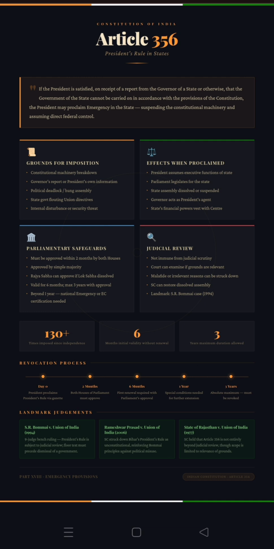So under the 44th Amendment Act of 1978, to extend the President's rule in a state beyond a year, it needs to satisfy two conditions. One is that there is a proclamation of national emergency already in place in the whole country or any part of the state or the whole state. The second condition is that the Election Commission must certify that the state assembly elections cannot be held in the state. So if either of these two conditions is met, then the President's rule can continue beyond 1 year. So what are the consequences of the President's rule?